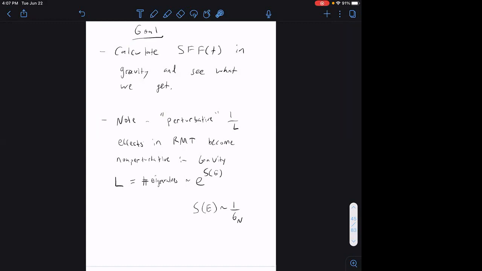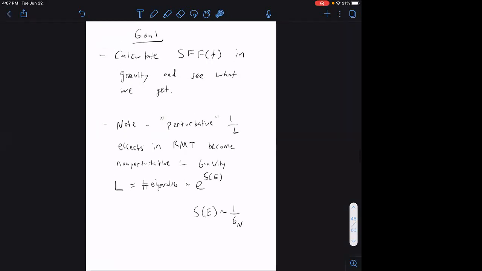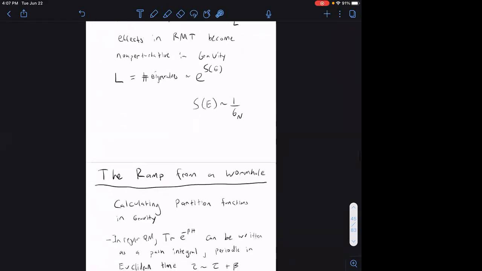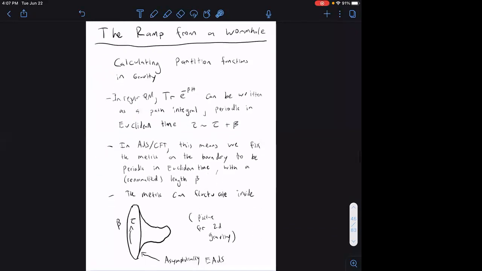So that is going to make these effects a little bit more novel. Okay, so now we're going to get to, well, I've written the title up top, the ramp from a wormhole. That's a bit of a heads up for what's going to come later. But what we're going to start with is just try to calculate a partition function in gravity.